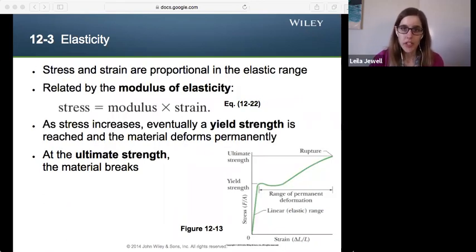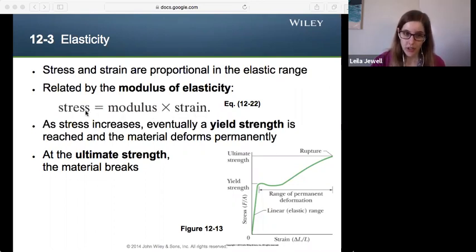Now, these quantities of stress and strain, it turns out, are proportional when we're in what's known as the elastic range. They're related by something known as the modulus of elasticity, and there are different ones for our different types of stress. But the basic form of our equations is that stress is equal to some modulus, which is just a constant for a given material, times the strain.